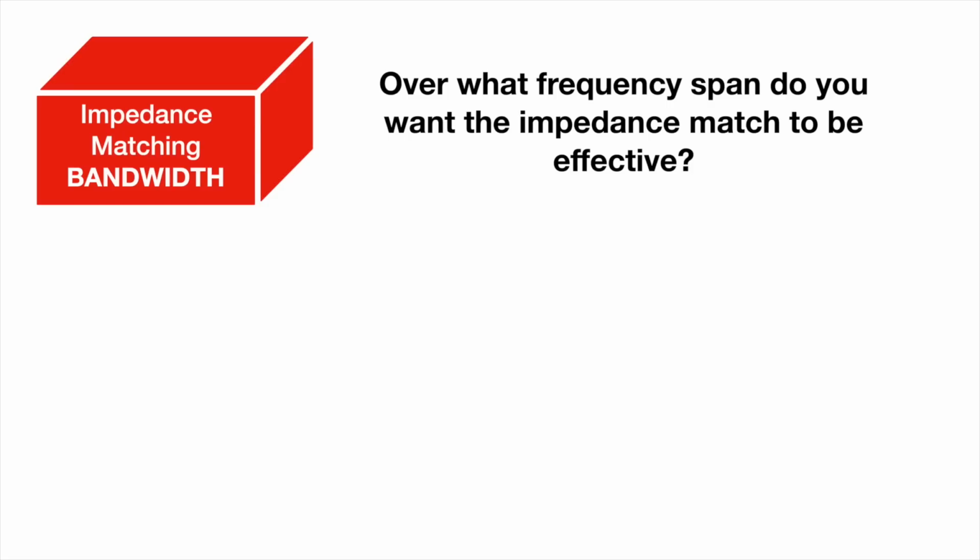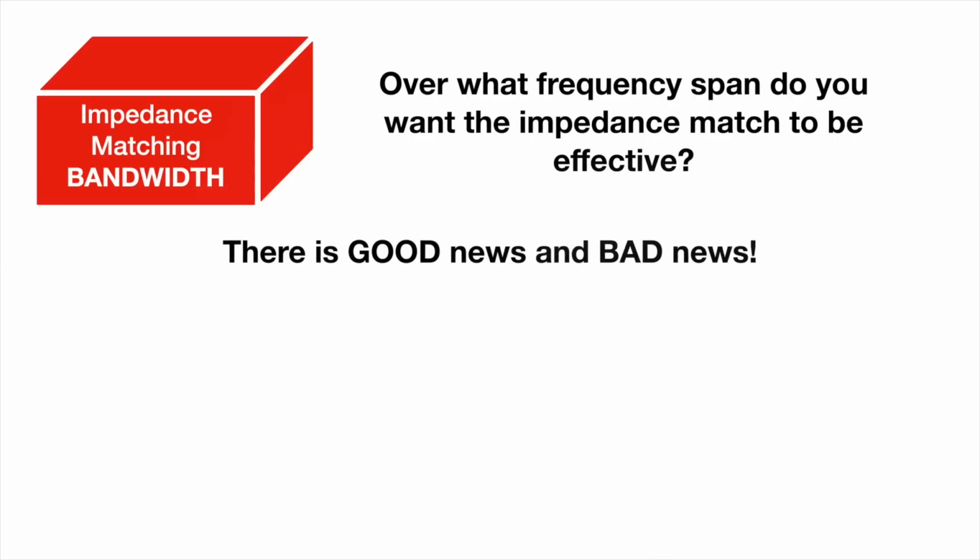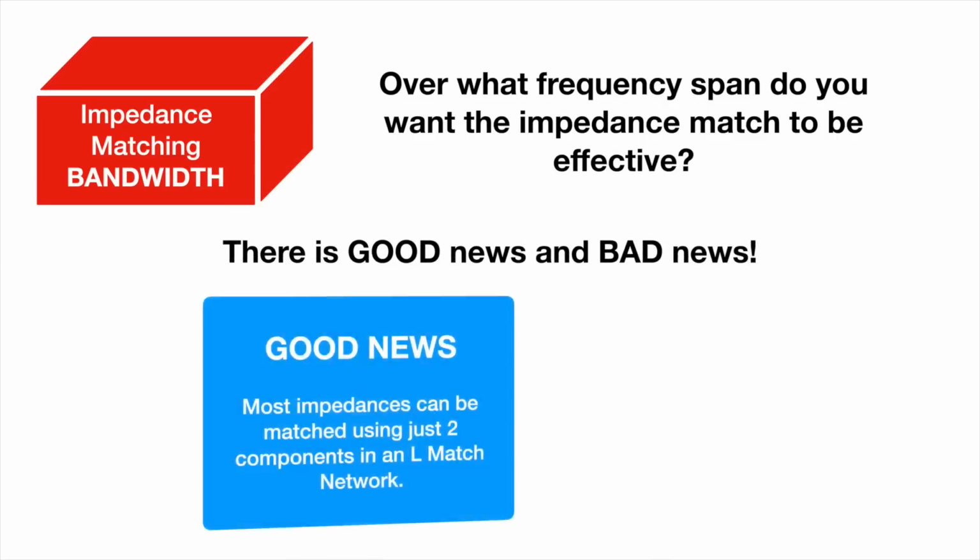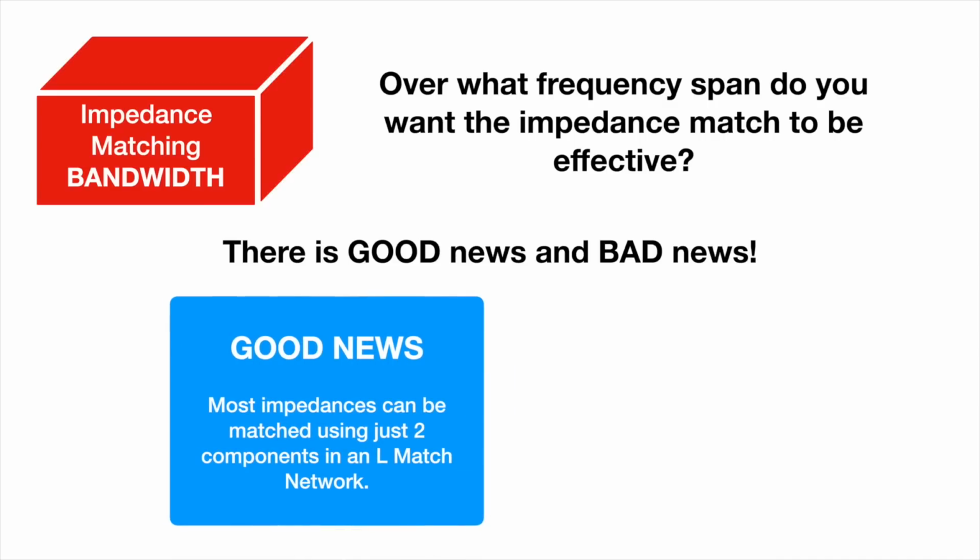Well, what about the bandwidth? So here's the question. Over what frequency span do you want the impedance match to be effective? You might think, well, what do you mean by that? Well, what I mean is there's good news and bad news. The good news is, as I've said before, most impedances, believe it or not, can be matched using just two components in an L-match network. Amazing when you think about it. Just two components, you can match most impedances.